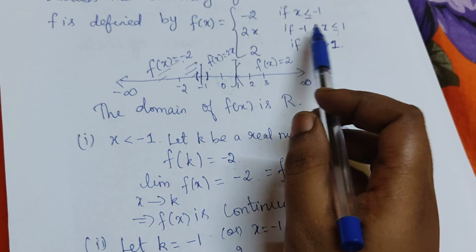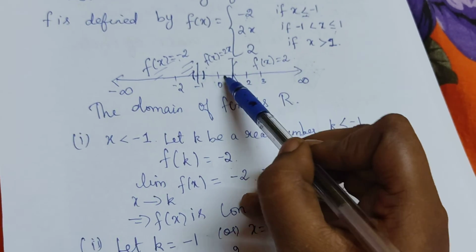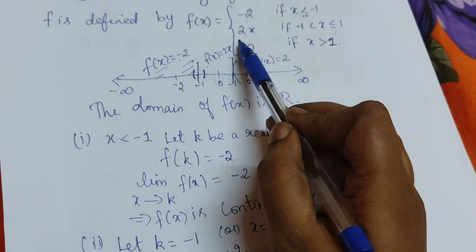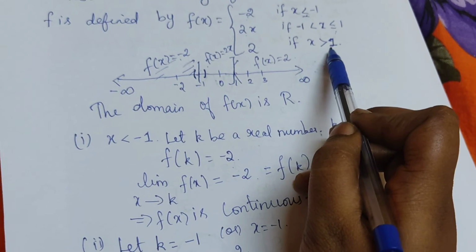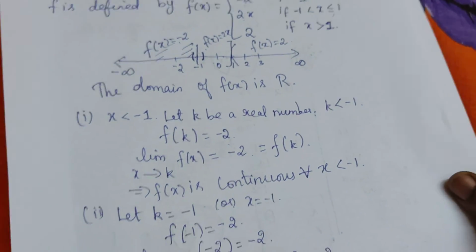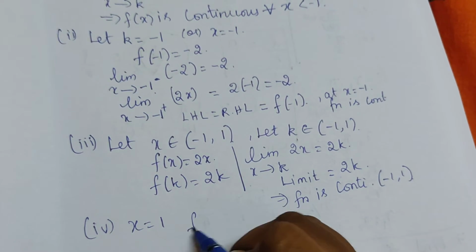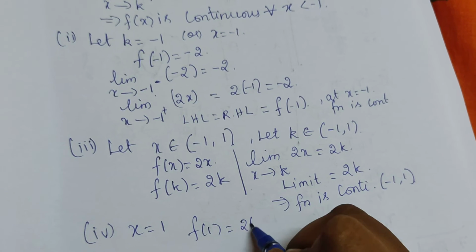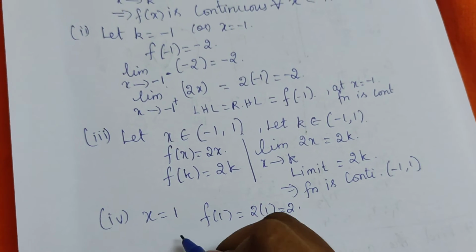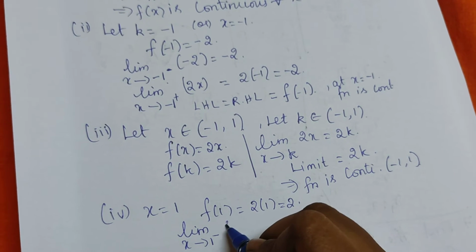Okay, we will get the functional value as 2 by replacing x as 1. In the left hand neighborhood of 1 we have the function 2x, and in the right hand neighborhood of 1 we have the function as 2, which is a constant function. So now at 1 the functional value will be 2 into 1, which is 2, and we will calculate the left hand limit, x tends to 1 from the left hand neighborhood.